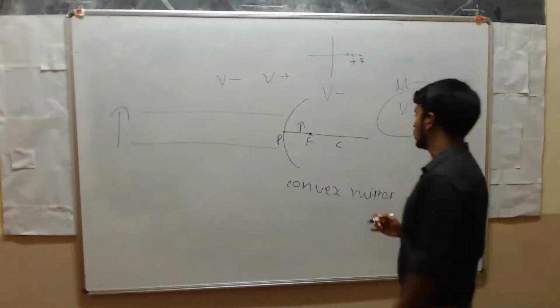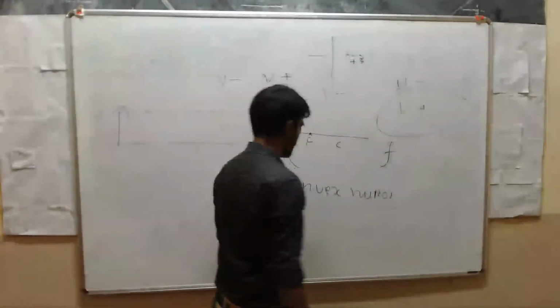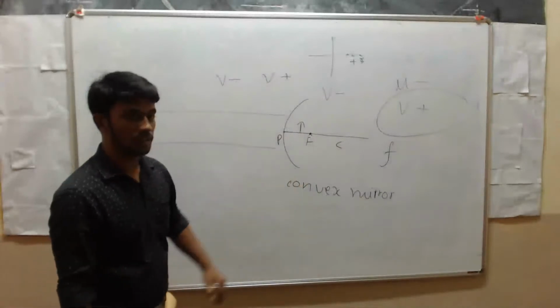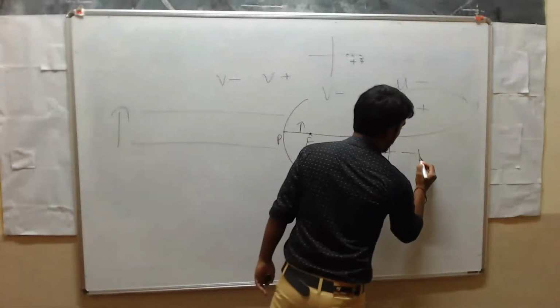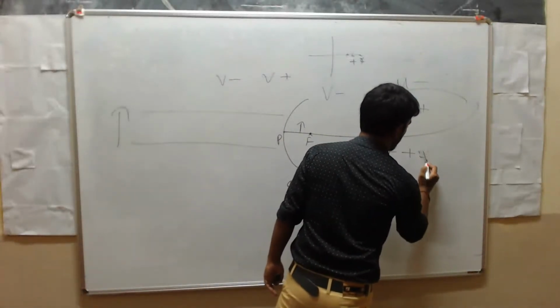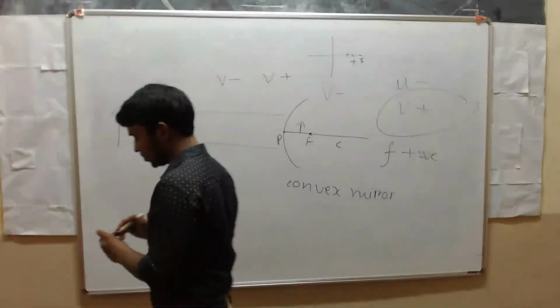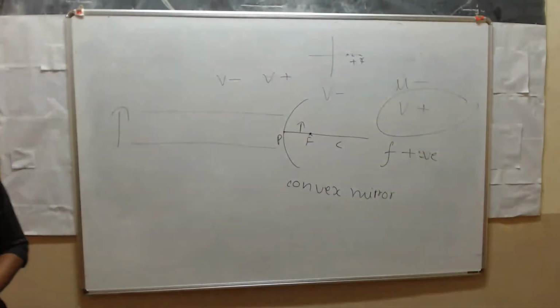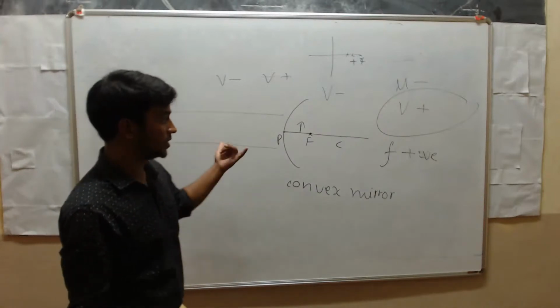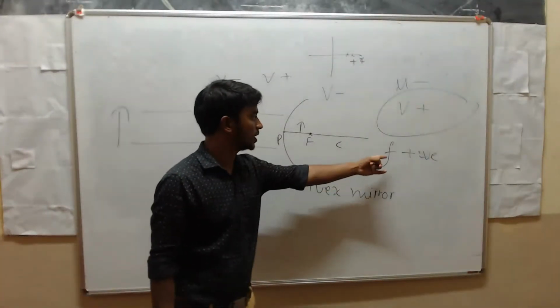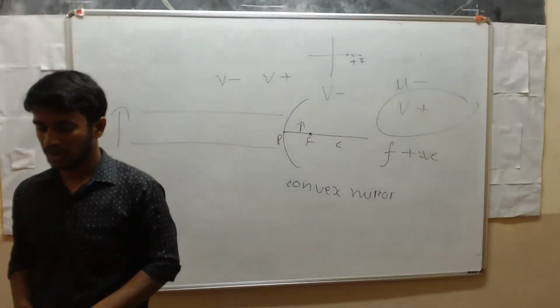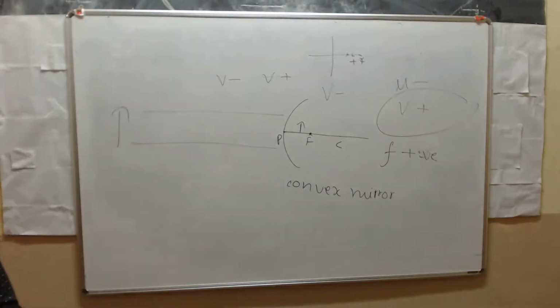Next, what about focal length? So here you should take the focal length of the convex mirror as positive. For concave mirror, you should take f as negative, and for convex mirror you should take f as positive. Okay, so this is the sign convention.